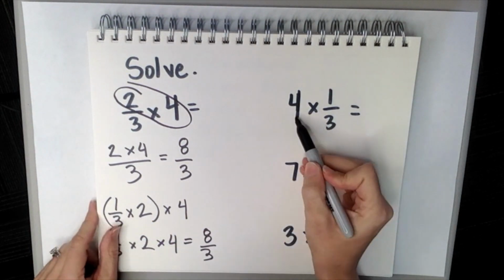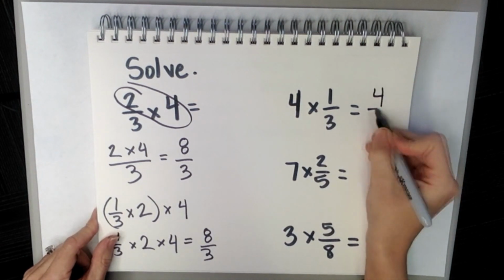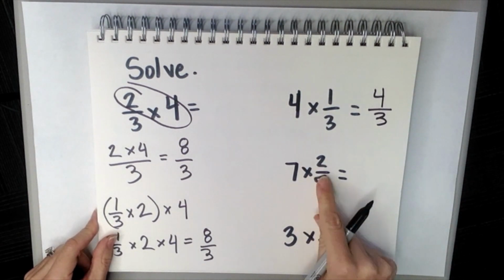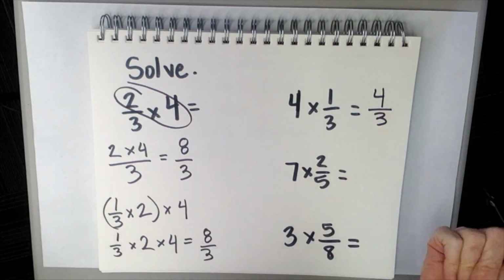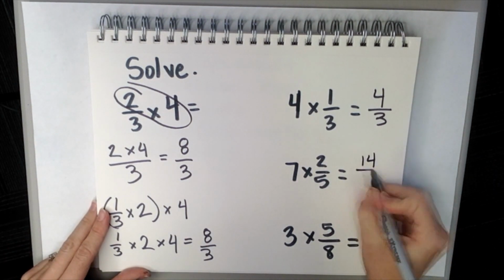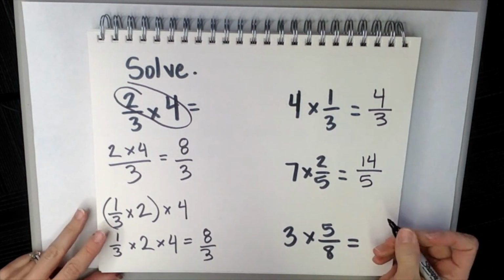Let's do these. So 4 times 1/3. 4 copies of 1/3 equals 4/3. 7 times 2/5. 7 copies of 2/5. Know your multiplication? Just like that, 14/5. 3 times 5/8. 3 copies of 5/8.